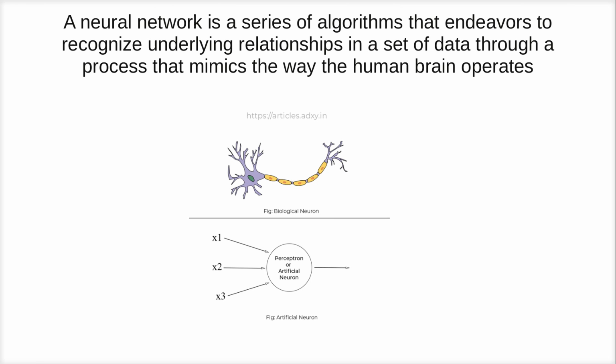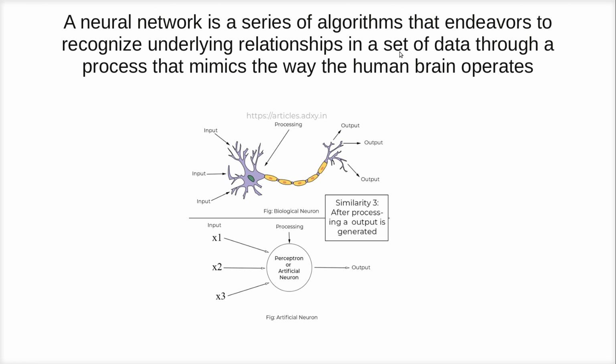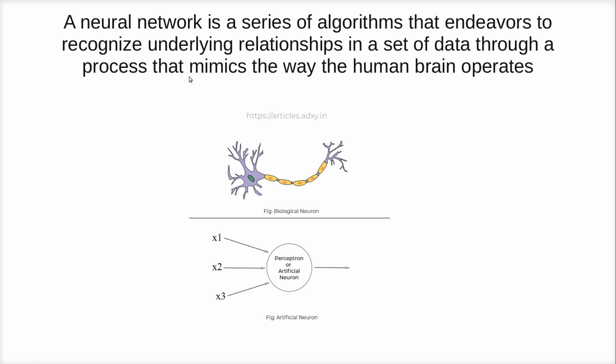Coming to the definition of neural networks. A neural network is a series of algorithms that endeavors to recognize underlying relationships in a set of data through a process that mimics the way the human brain operates. So let's break this definition into some parts.